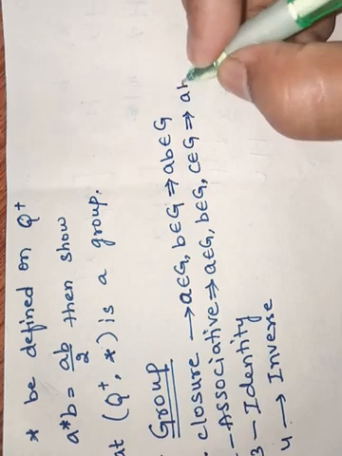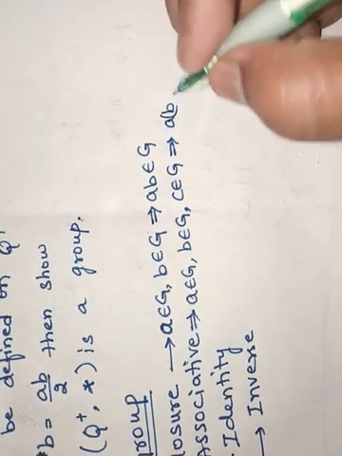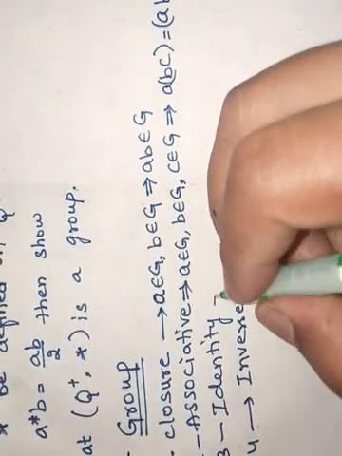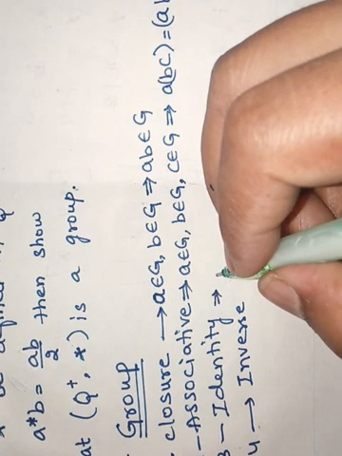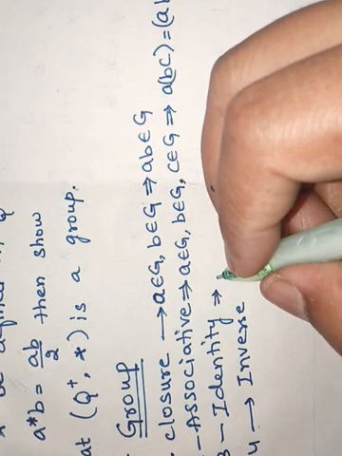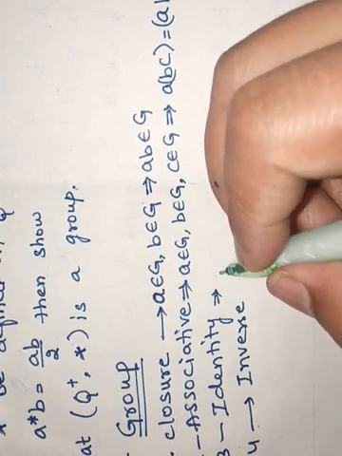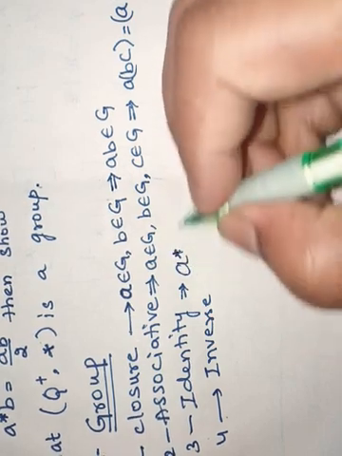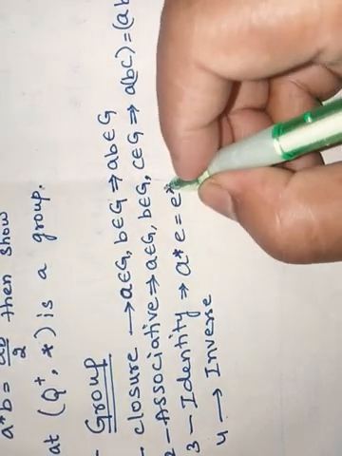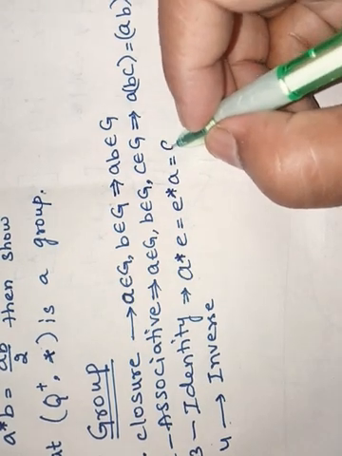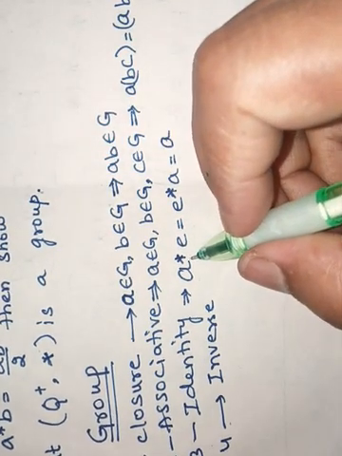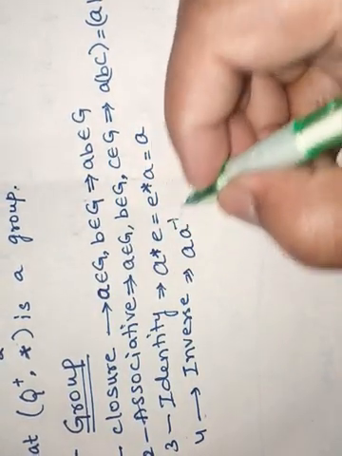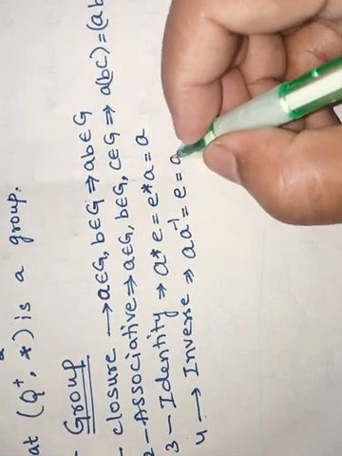For the associative property, A belongs to G, B belongs to G, C belongs to G implies that (A star B) star C is equal to A star (B star C). For the identity element, the identity element will always be 0 in addition and 1 in multiplication. For the identity property, I can write A star E is equal to E star A is equal to A, where star is an operation. The inverse property is A star A inverse is equal to E is equal to A inverse star A.